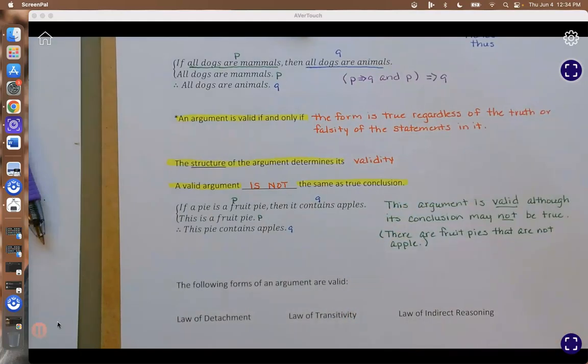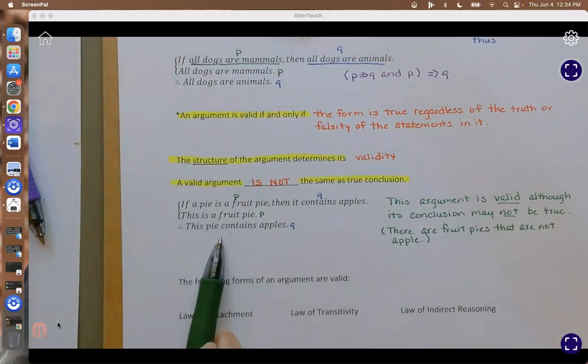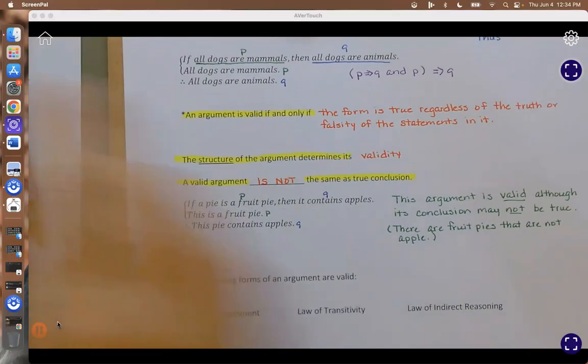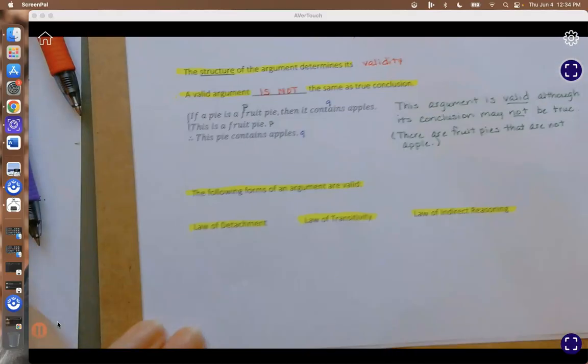Okay. So this might not be a true conclusion, but it is a valid argument. These following forms of an argument are valid. And you need to memorize these forms because you're going to have a quiz where I'm going to give you the form names, and you're going to have to fill in what is the argument.